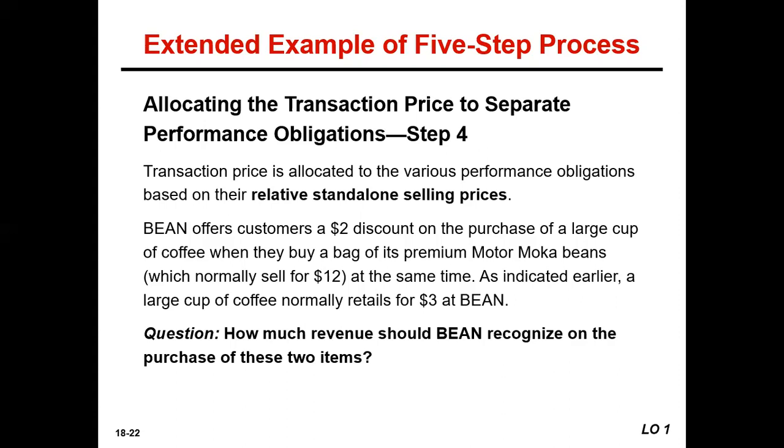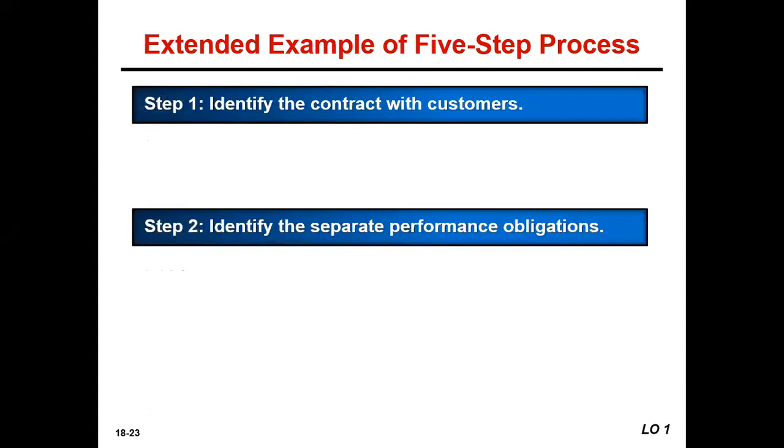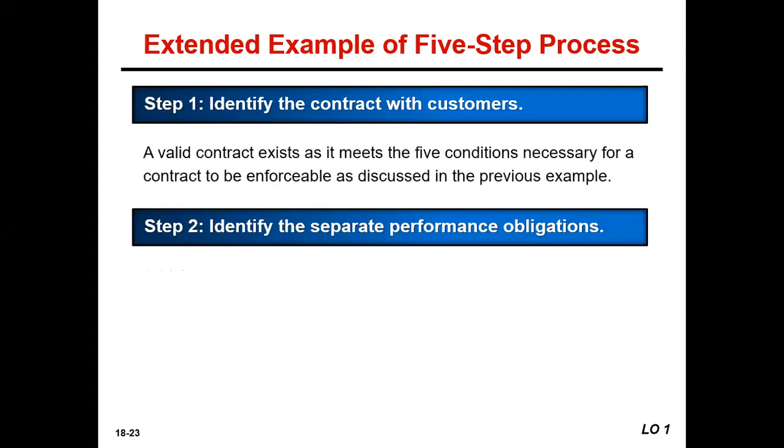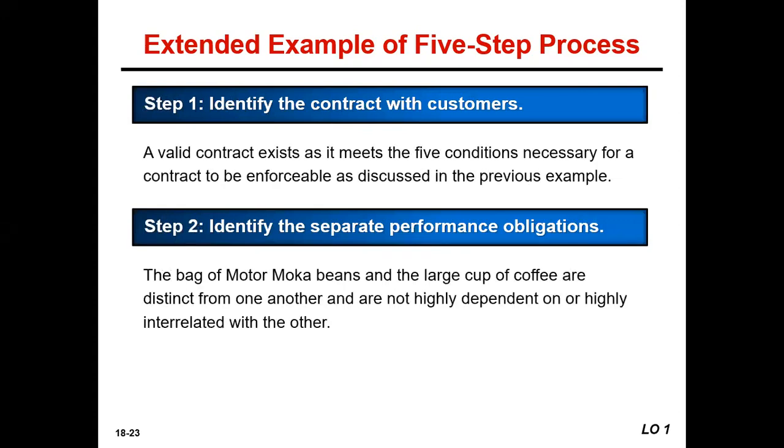So how much revenue should be recognized on the purchase of these 2 items? We go back again to step 1, then step 2. So there are now two performance obligations here: a bag of the mocha beans and a large cup of coffee. They are distinct from one another and they are not highly dependent on or highly interrelated with each other.